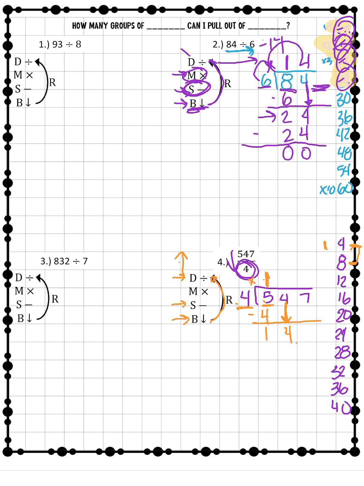So ask ourselves the Dad question. How many groups of 4 can I pull out of? And in this case, it's 14. So let's check our multiples. 1 group is 4. 2 groups is 8. 3 groups is 12. We're getting closer. 4 groups is 16. We can't go over because we only have 14. So we have to hop back 1 to 12, which is 3 groups. So I'm going to stick up my 3 groups at the top of the line.